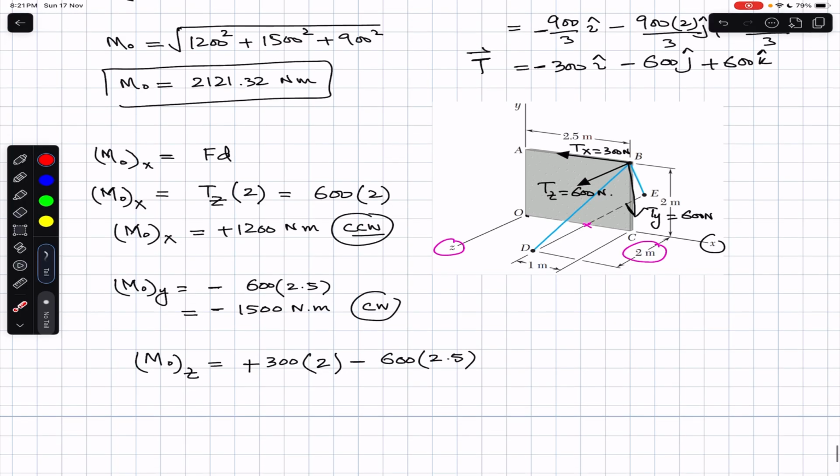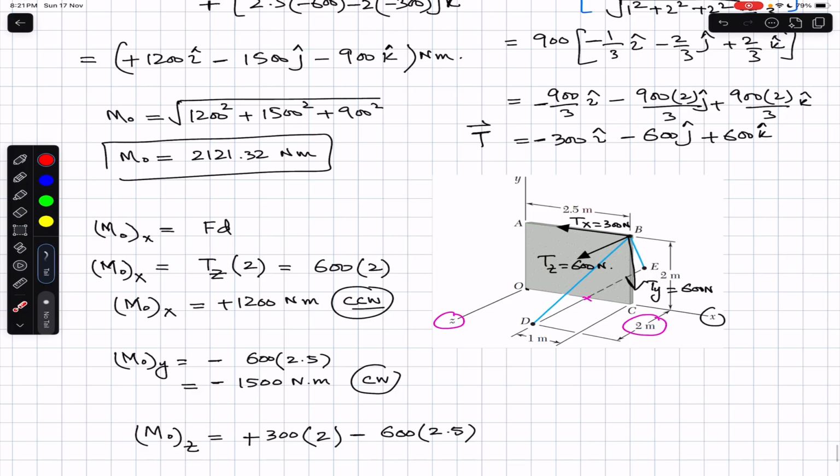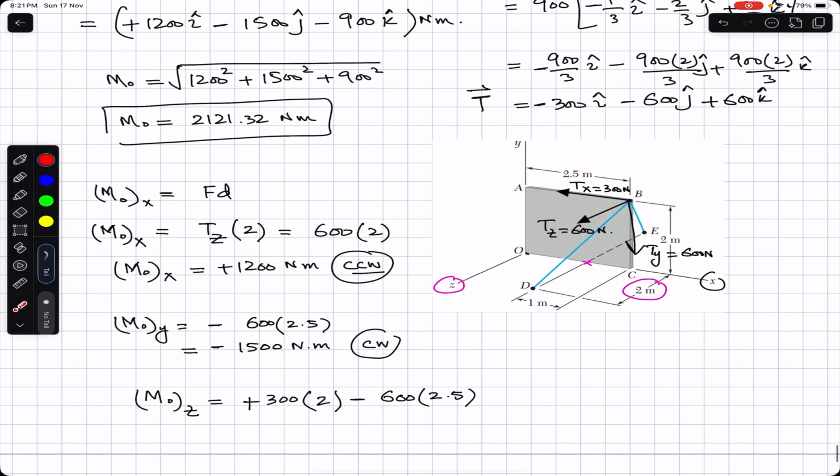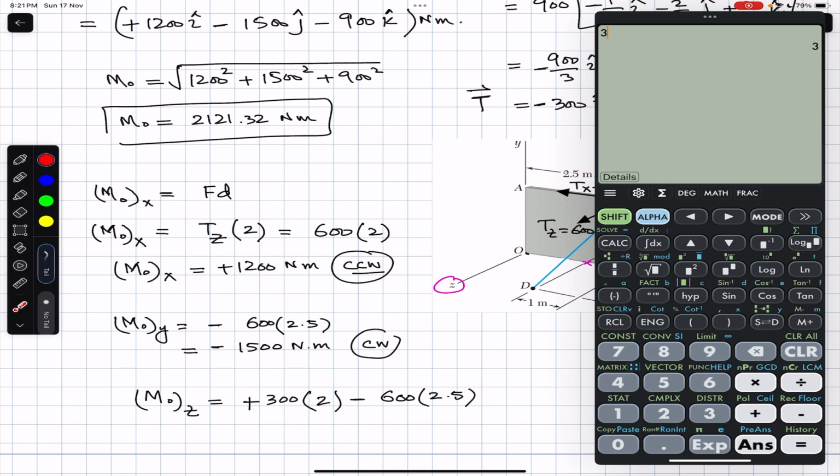So if we solve, this must give us 900, because we have already determined that the z component of the moment about point O is 900. So let's see, this is 300 into 2 minus 600 into 2.5. So this gives us minus 900. So minus 900 Newton meter, and minus sign tells us that this is the clockwise moment about the z-axis.